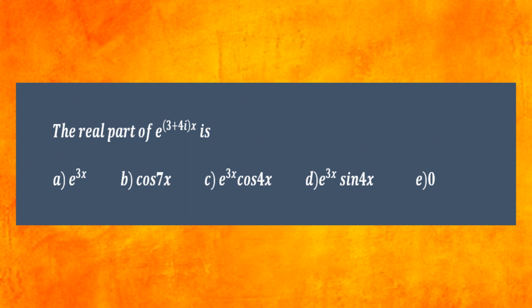The first question is, the real part of e raised to (3 plus 4i) into x is. Choices: e raised to 3x cos 7x, e raised to 3x into cos 4x, e raised to 3x into sin 4x, 0.